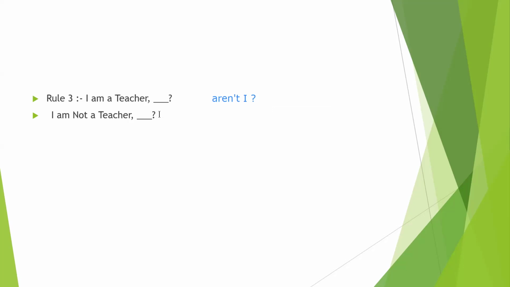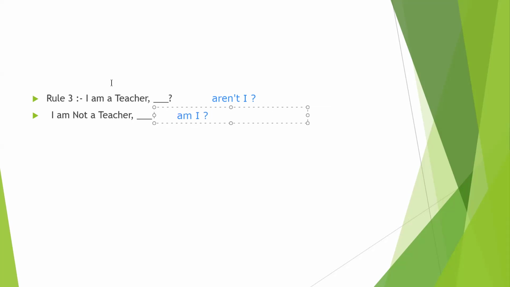Let's see the second one. Here the given statement is negative. First, we write the subject. Later we put the question mark. Now let's see the statement. The statement is negative, so we write the positive tag. Now let's see the helping verb. The helping verb is am, so am I.